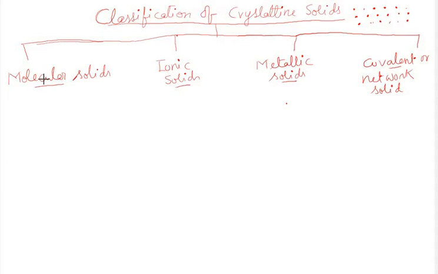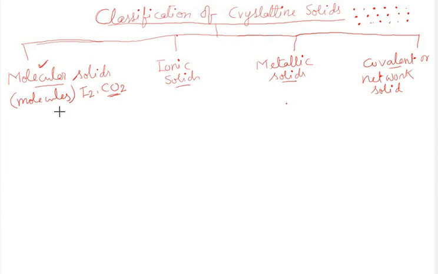Now what is molecular solid? The molecular solids are those solids in which the constituent particles are molecules. For example, I2, that is iodine, the constituent particles are molecules. The solid carbon dioxide, that is dry ice, in that case also the constituent particles are molecules. So the crystalline solid where the constituent particle exists in the form of molecules, those are classified as the molecular solid.